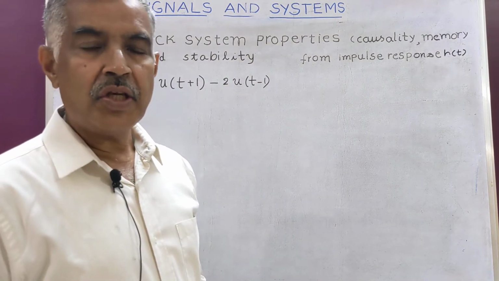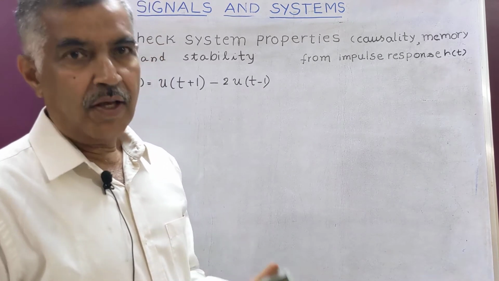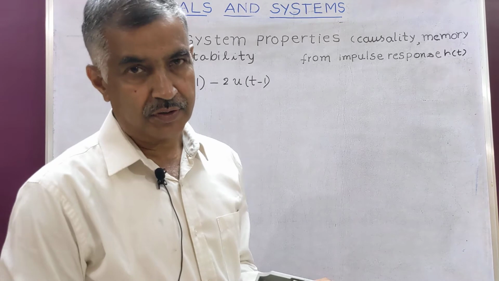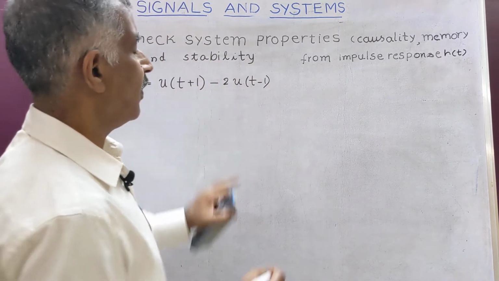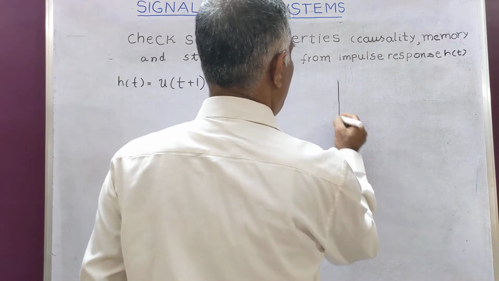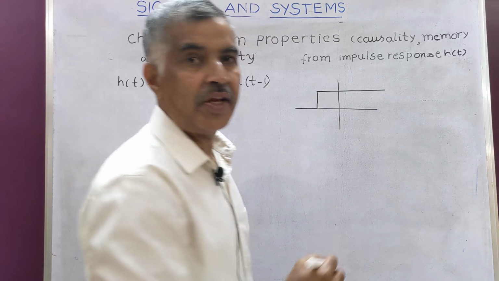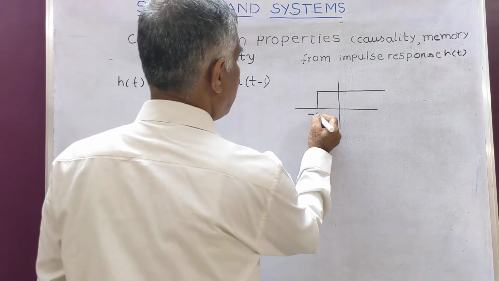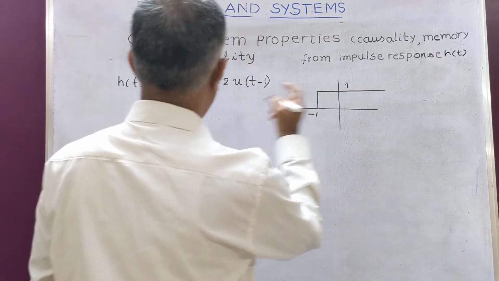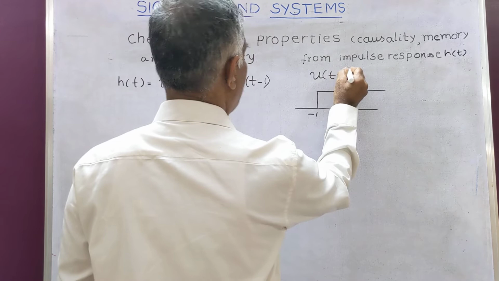In my initial classes, from class number 1 to 5, I have gone through shifted step functions. So first you must have an idea about these two. What is u(t+1)? u(t+1) is like this. I won't explain it now; you refer to my earlier classes. From minus 1 onwards, its value is 1. This is u(t+1).